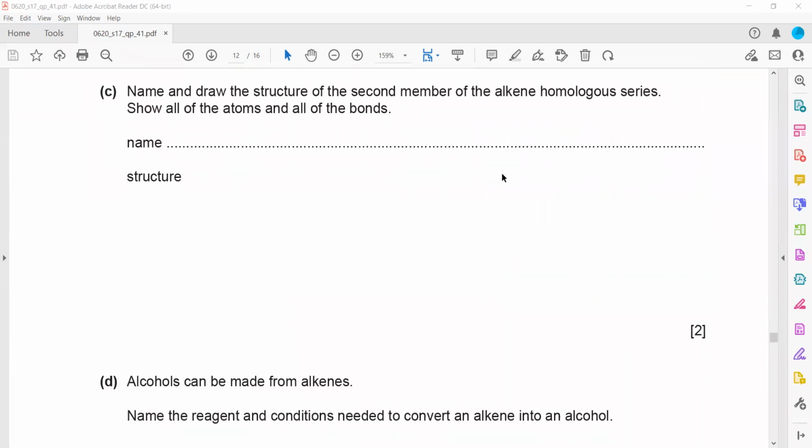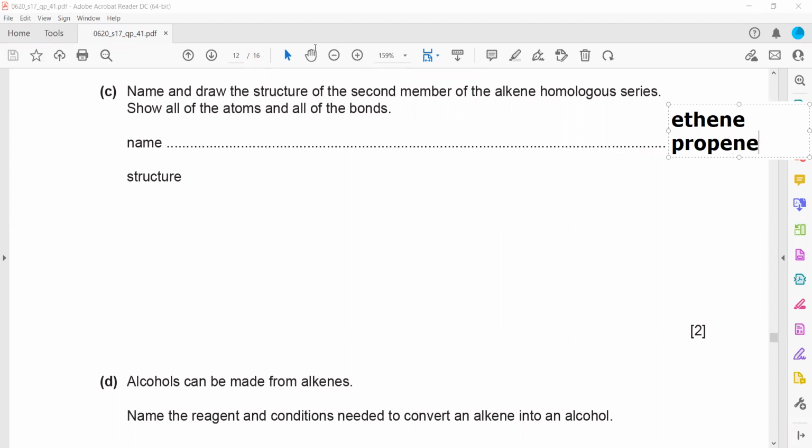Name and draw the structure of the second member of alkene. Remember, alkene does not start with methane. The first member of alkene is ethene, because eth means 2 carbons and the 2 carbons have a double bond. The first member is ethene, so the second member is not. The second member is propene. The third member is butene.